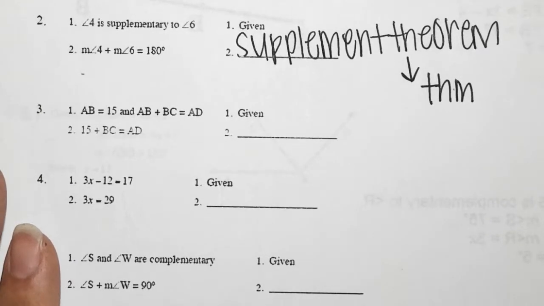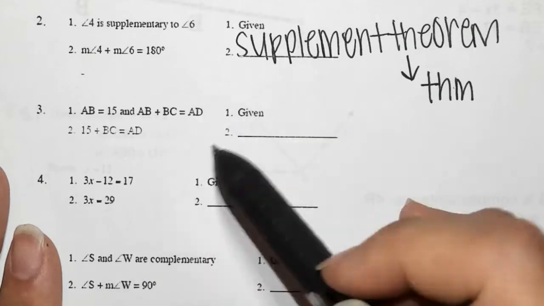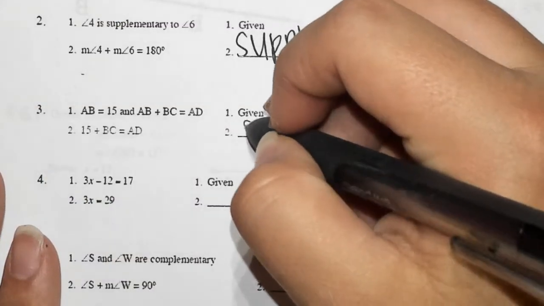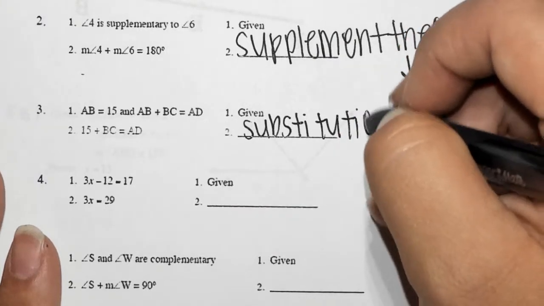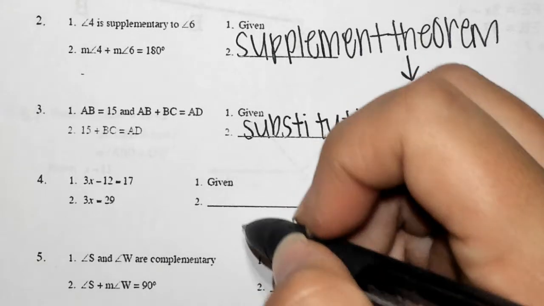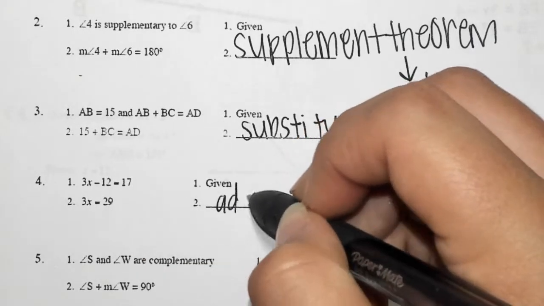Did you go out all the way there? Okay, 3. You know this one. You've been using it. All they did was plug in 15. Okay, you know 4 as well. They moved 12, but what did they use? Addition. Good.